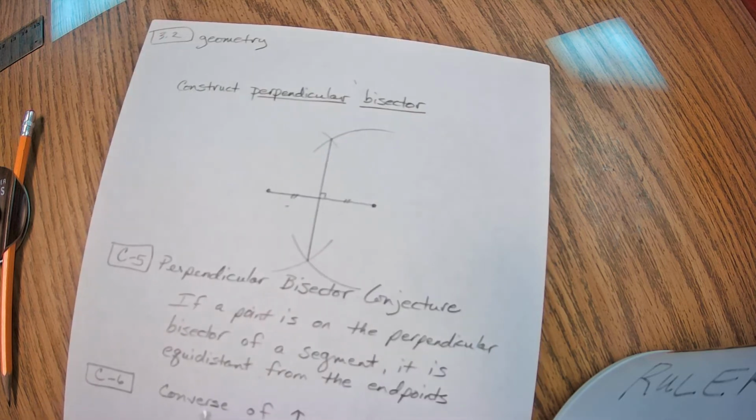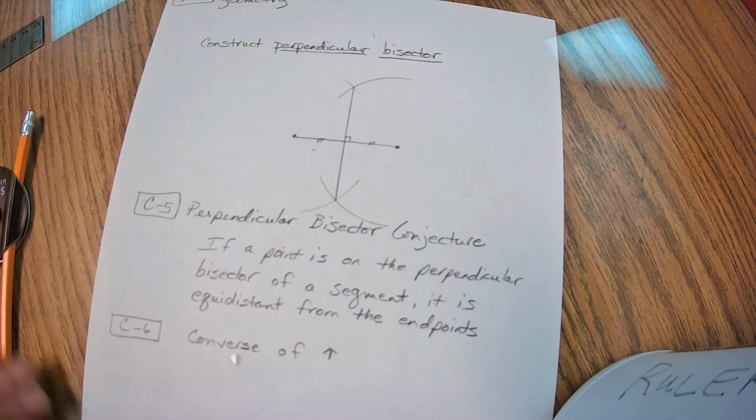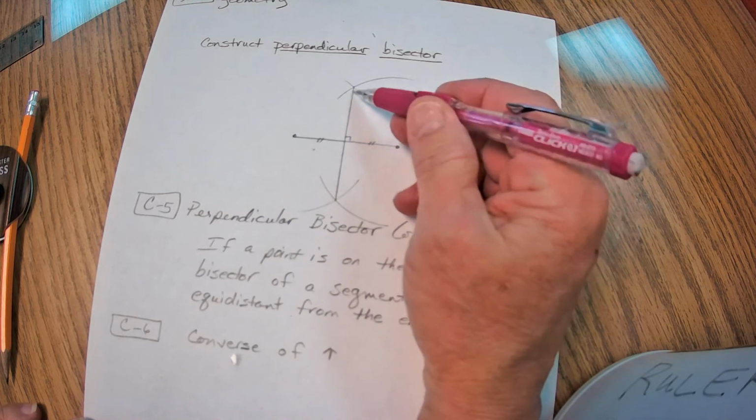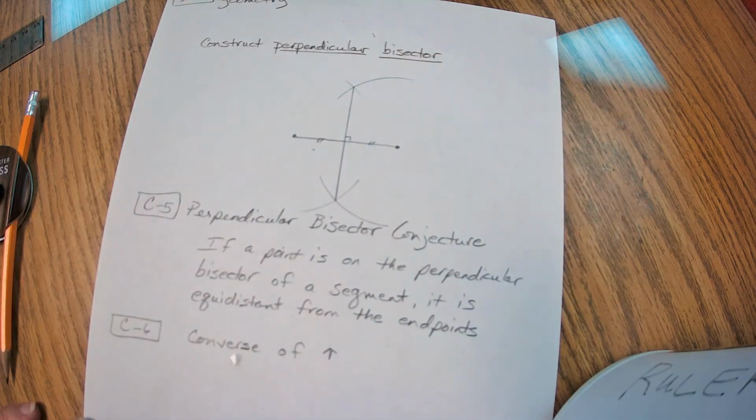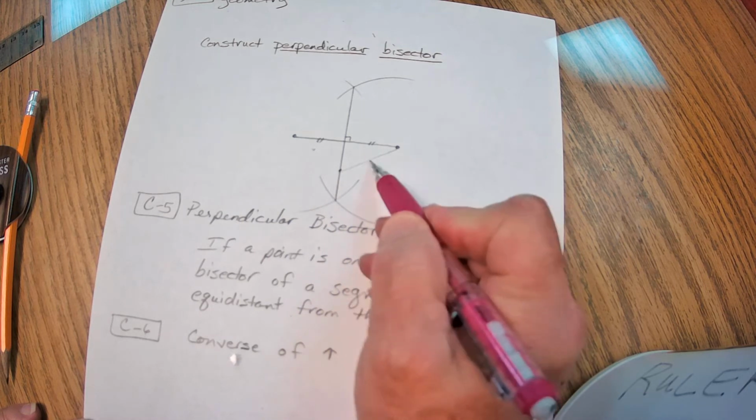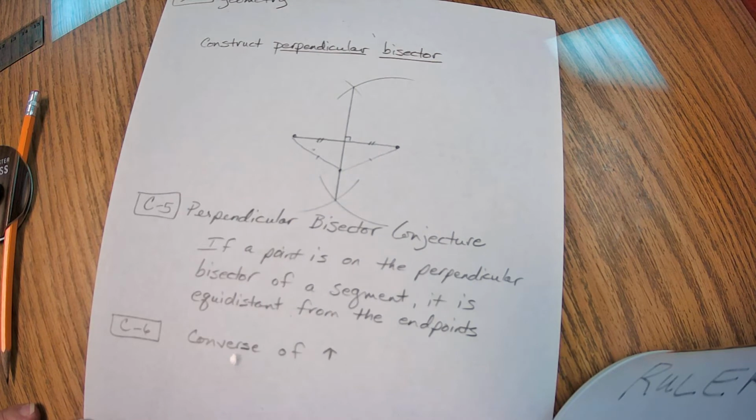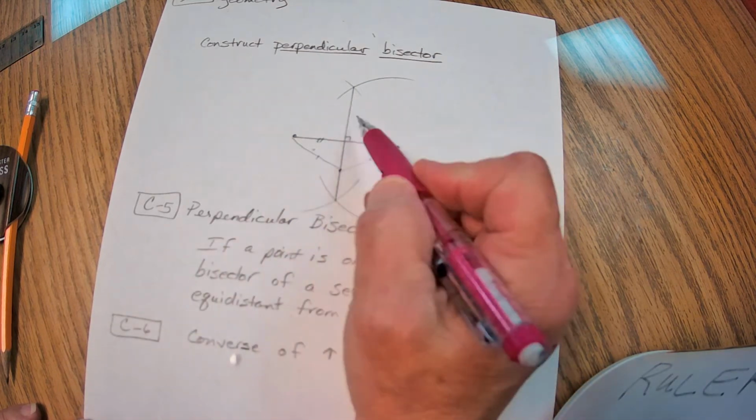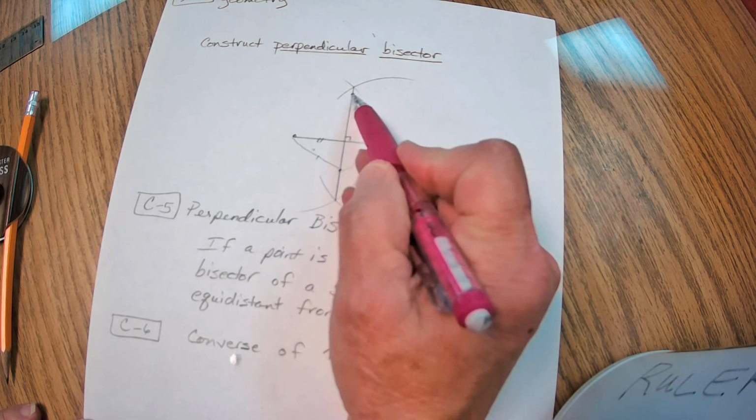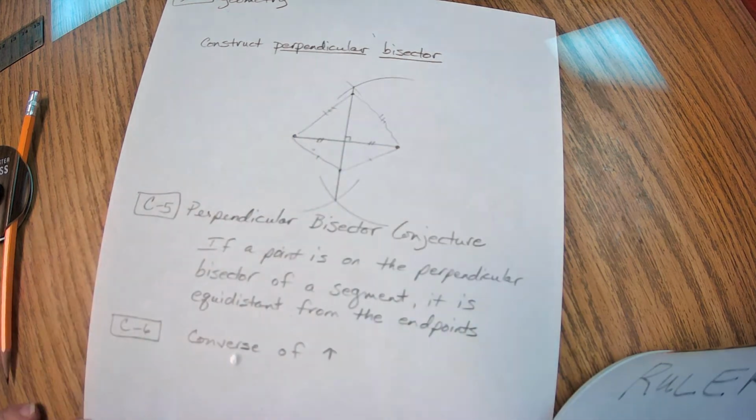All right, and this leads us to the fifth conjecture, the perpendicular bisector conjecture. It says if a point is on the perpendicular bisector of a segment, it is equidistant from the endpoints. So if I have a point there, that distance and that distance, pretend I actually drew those with a straight edge, are going to be the same. Doesn't matter where the point is. If I have a point here, this distance and that distance are going to be the same. Okay?